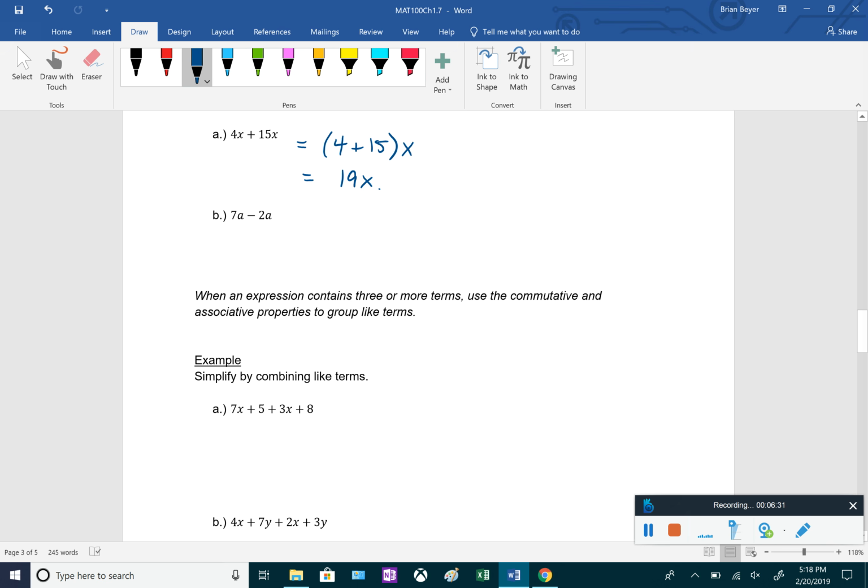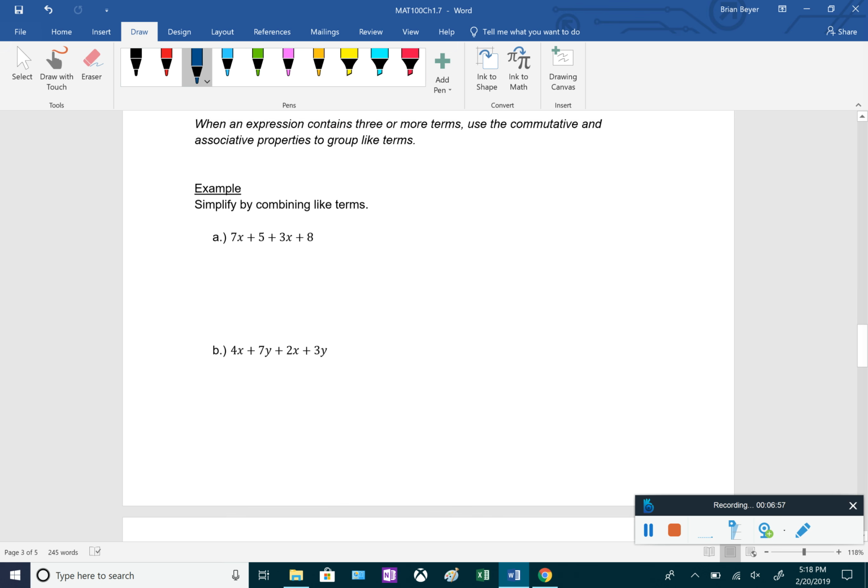Okay, and then for the next one, 7a minus 2a. This is the same as 7 minus 2, and then times a, which is 5a. So both of these only had 2 terms apiece. We obviously can have and will have 3 or more terms. In order to combine like terms when that happens, we're going to be using the commutative and associative properties to group like terms.